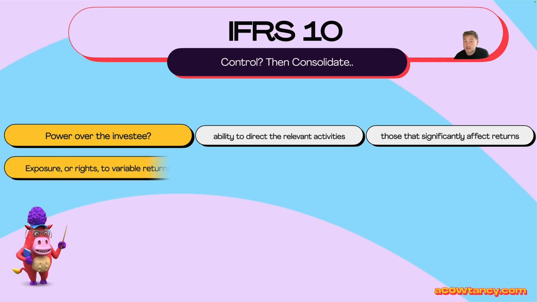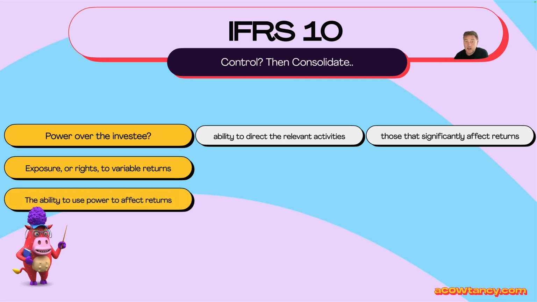The second thing you need to look for is, so you need to have power. You need to have exposure or the rights to the variable returns, because that shows it's a subsidiary that you control, because you get the right to the variable returns and exposure to the risks. And finally, the ability to use power to affect those returns. So they're the things that you need to learn. Everything on that screen is all you need to learn.